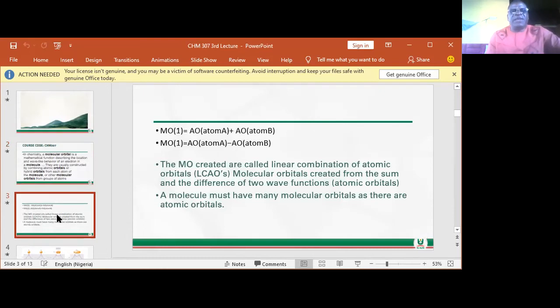It's like what you have in this third slide that we have before us. You have MO1 equal to AO of atom A plus AO of atom B. Or the second one, MO2 equal to AO of atom A minus AO of atom B, that is the atomic orbital of atom B. The molecular orbital created is the so-called linear combination of atomic orbitals. They come together to give you a molecular orbital.